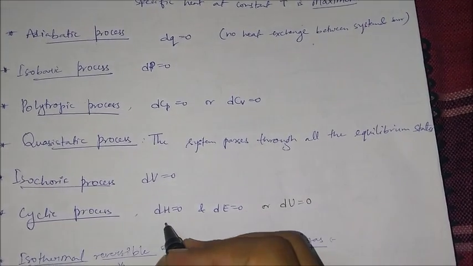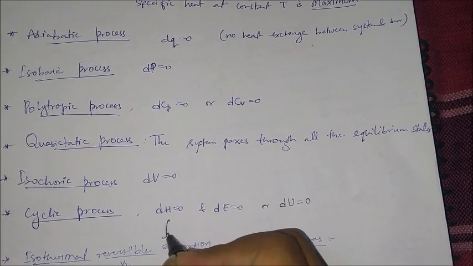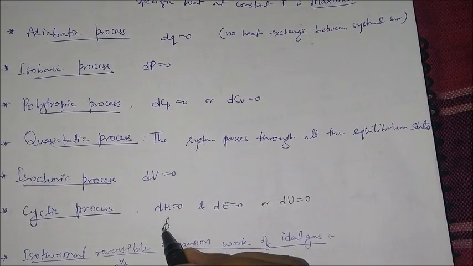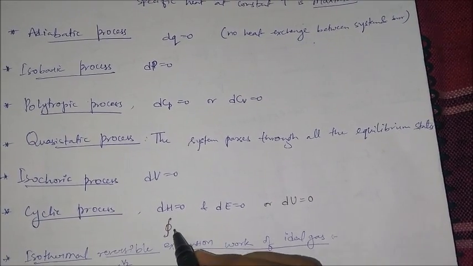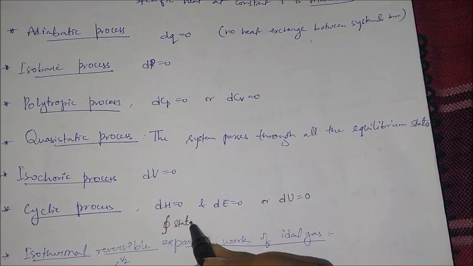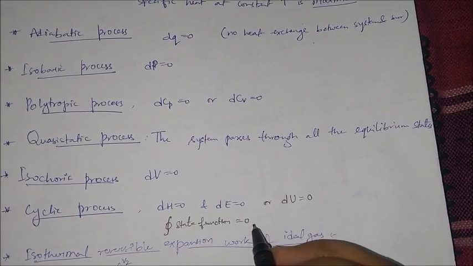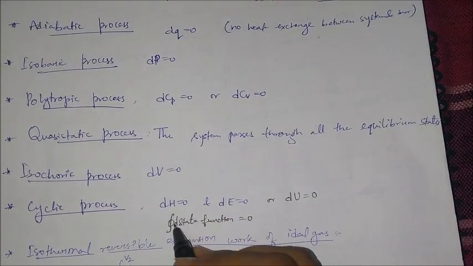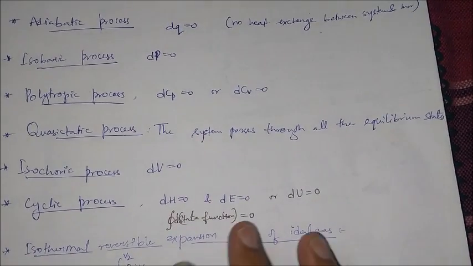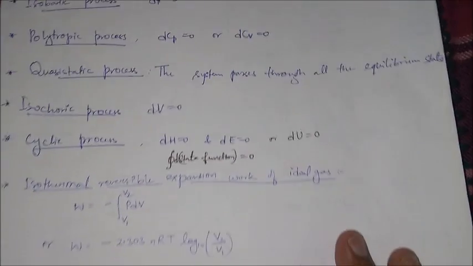Means if you take a cyclic or a surface integral of any state function, that will be 0. Means the integral of d of state function is 0. I'll discuss it when I'll be solving questions.